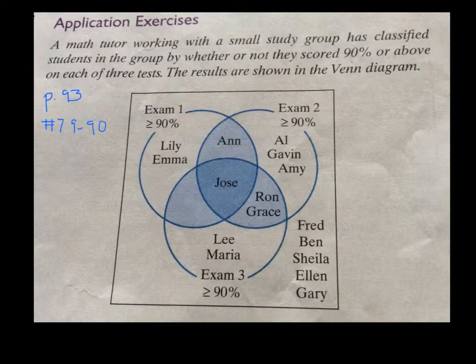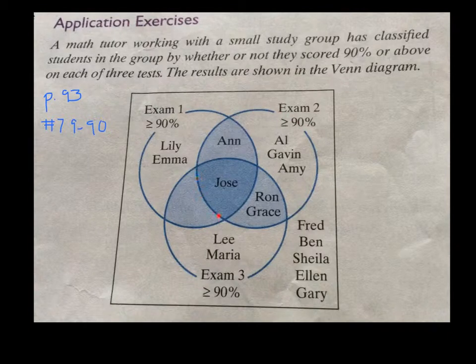Okay, so we have a math tutor working with a small study group who has classified students in the group by whether or not they scored 90% or above on each of three tests. These are the results of the data shown in this Venn diagram. So we have exam one. These are the students that took exam one and scored at least a 90%, that's greater than or equal to 90%. So 90, 91, 92, and so forth.